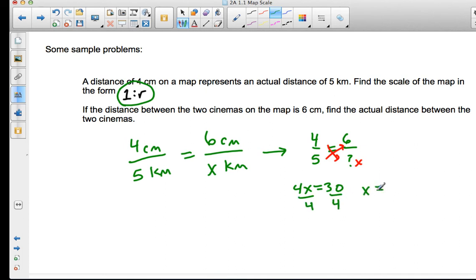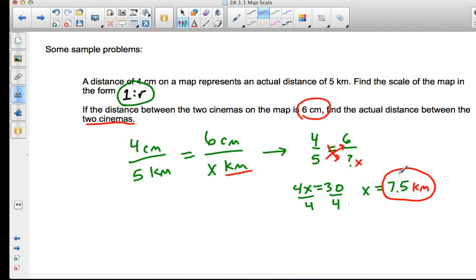x equals 7.5. So now I think back to my units that I had before. I'm comparing centimeters to kilometers. Find the actual distance between the 2 cinemas. So the actual distance, if we're thinking about a real life situation, we're not thinking about things being centimeters away or even meters away. Meters are pretty close. Think about a yardstick, it's about the same size. So we know our answer has to be in kilometers. And that's how we deal with map scale when you're talking about a linear relationship.